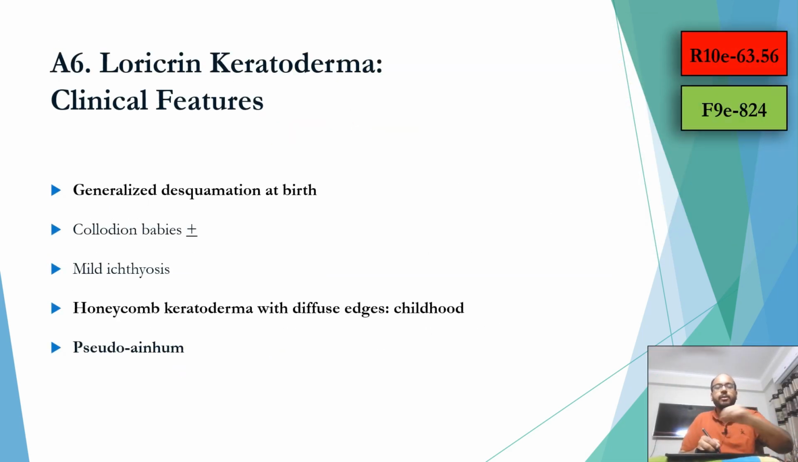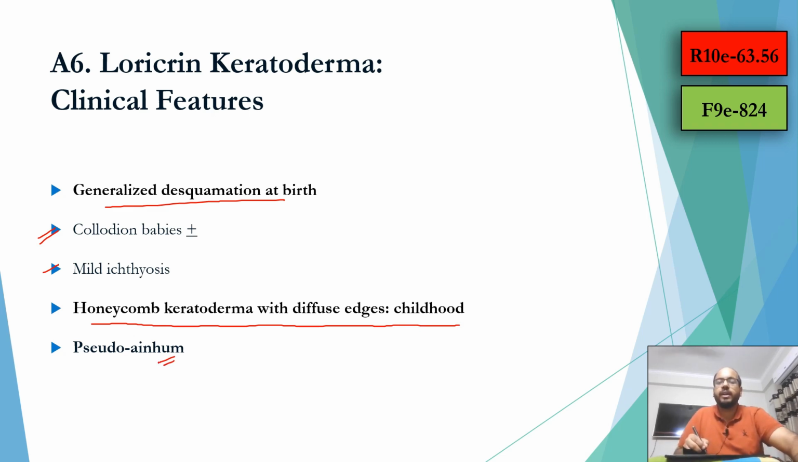The clinical features include generalized desquamation at birth. Baby may or may not have a collodion membrane, but remember the ichthyosis is mild. You have honeycomb keratoderma with diffuse edges in childhood. Pseudo-ainhum can be seen, and because of pseudo-ainhum, Loricrin keratoderma is another example of mutilating keratoderma. So we have heard about Mal-De-Meleda and Loricrin. Clear? Let's move forward.